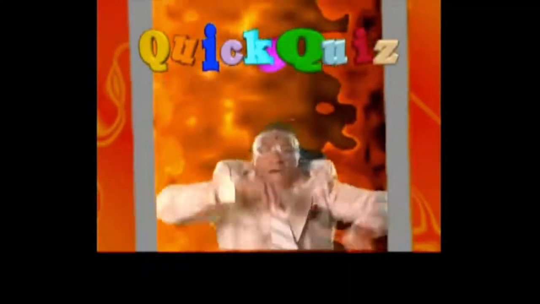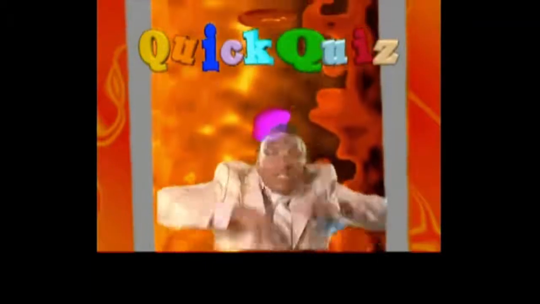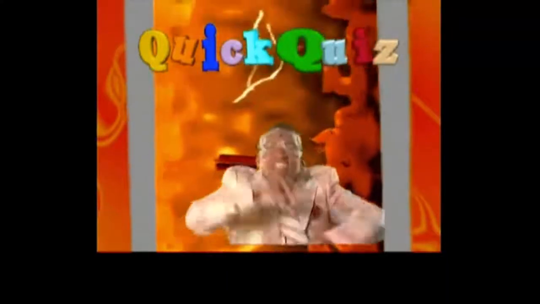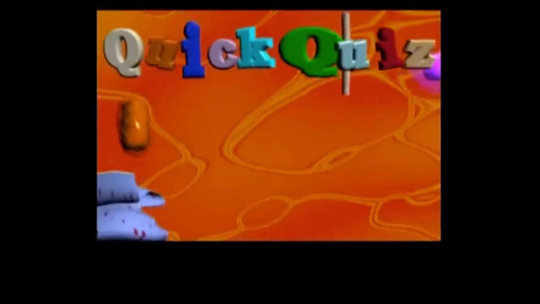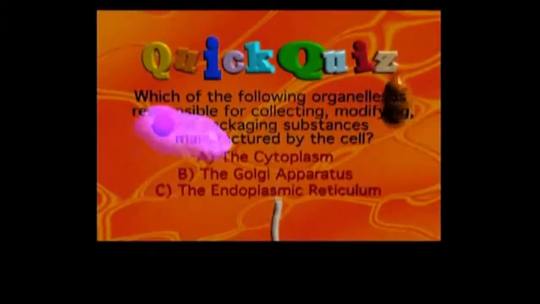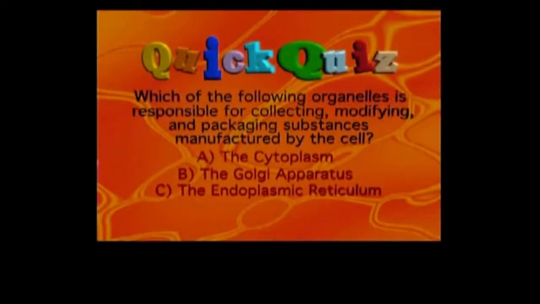You guys still with us? Okay. Well, you know how it works. Here comes the question, and you pick the best answer. Which of the following organelles is responsible for collecting, modifying, and packaging substances manufactured by the cell? A, the cytoplasm, B, the Golgi apparatus, or C, the endoplasmic reticulum? Take a second to think about it.